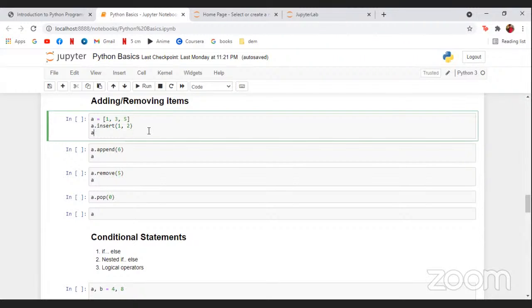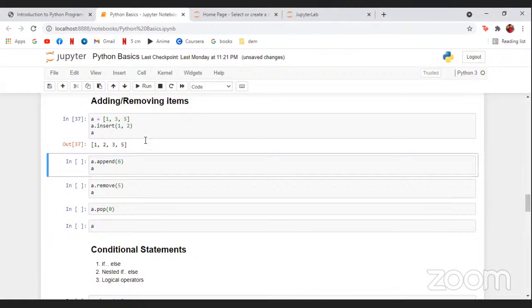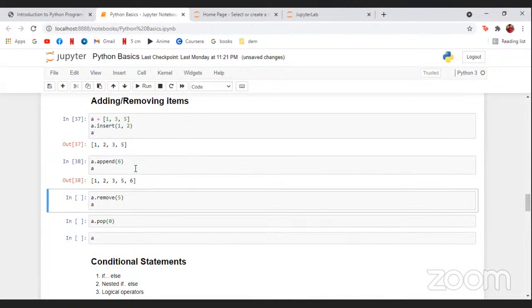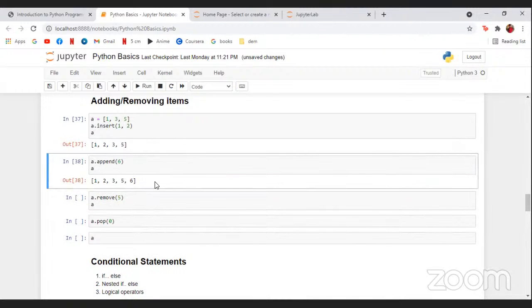So if I run that method and I print A, in Jupyter Notebook, you don't have to say print when you're trying to display something. If you just say the variable name, it will come out. So you get 1, 2, 3, 5. So 2 has been inserted between 1 and 3, where we thought it would be. But now if I append 6, we said append adds it to the end. So we can see that it's been added to the end of this list.